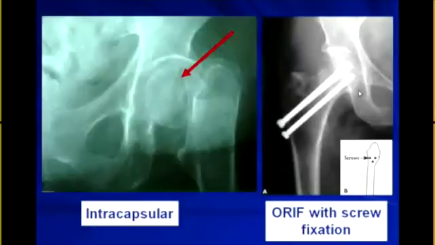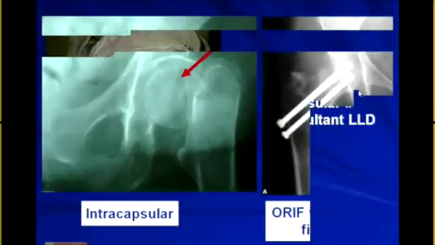So how are they fixed? They're fixed with open reduction, internal fixation, and usually with screws. These are called compression screws that go through the neck into the head. And again, weight-bearing is usually tolerated for 6 to 8 weeks.